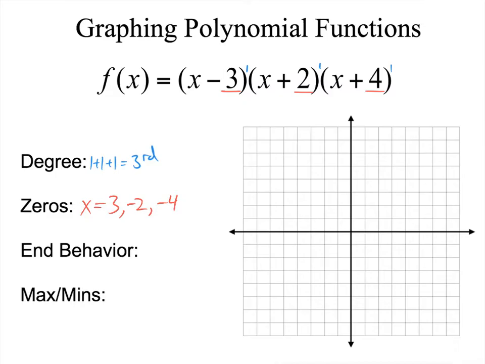Now, can we quickly put those on the graph since we're there right now? Yeah. Let's put 3, -2, and -4. Those are going to be our zeros, so we know those extra points.